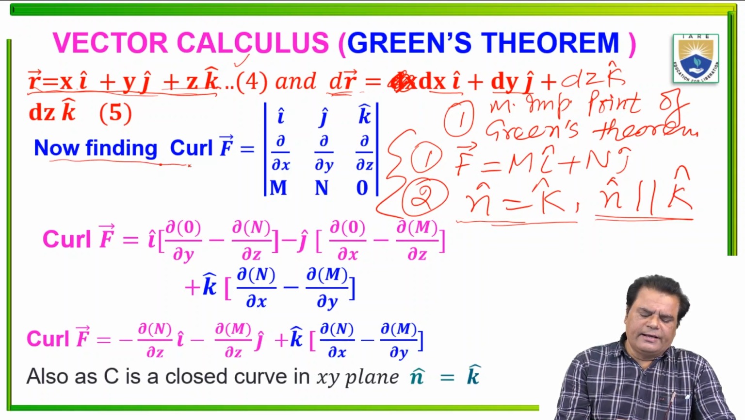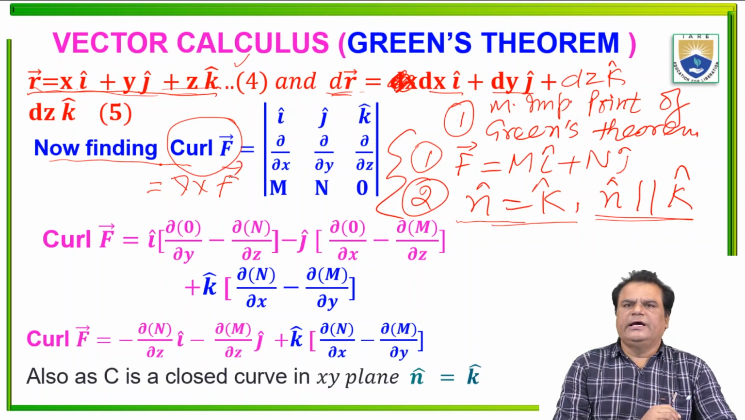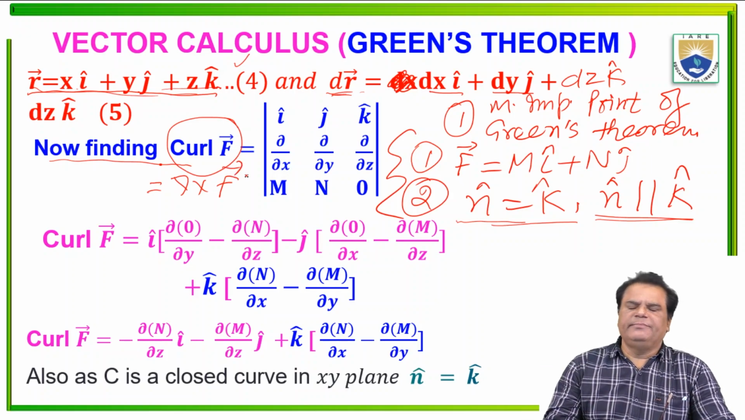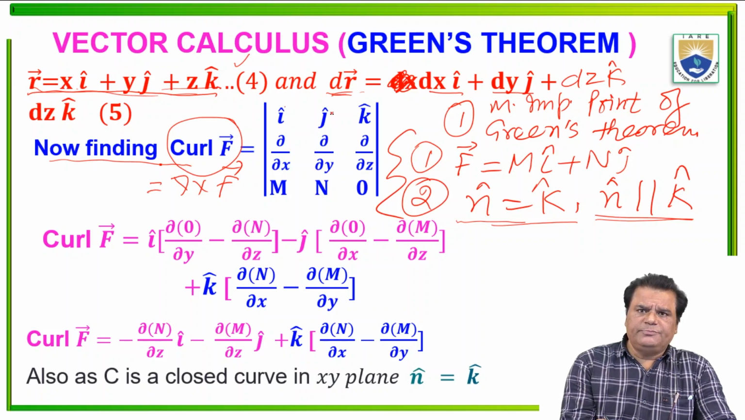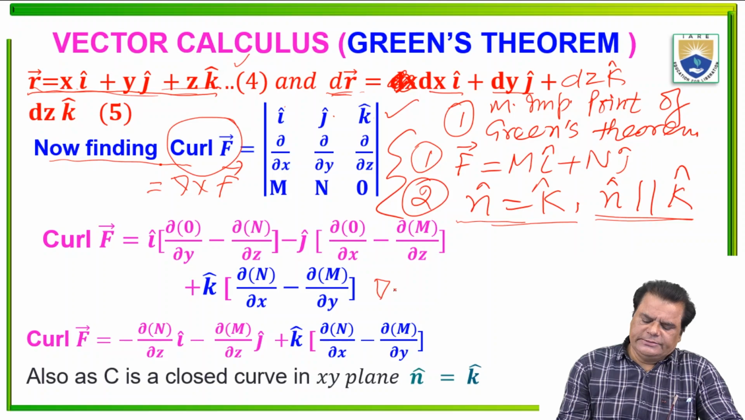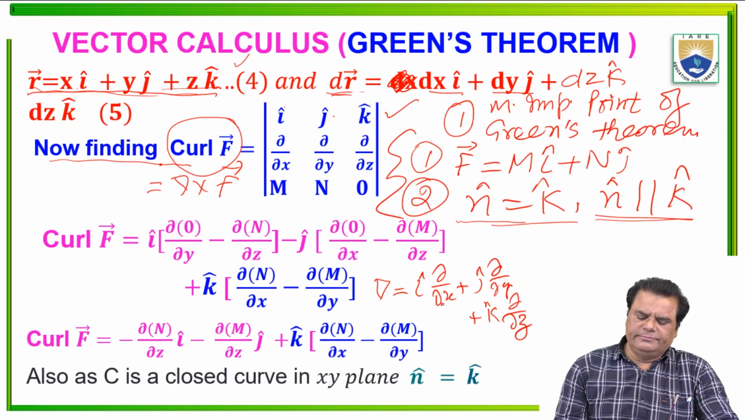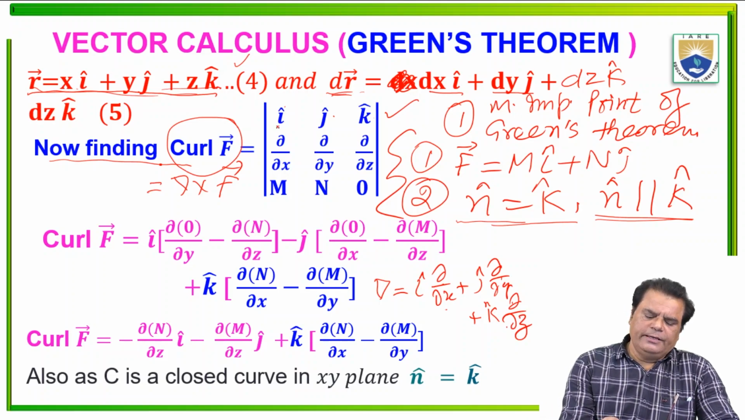So now finding curl F. What is curl F? Curl F is represented by del cross F vector. Del cross F is determined with the help of a determinant. First of all, writing I cap, J cap and K cap in the first row. In the second row, we know del is I dou over dou x plus J dou over dou y plus k dou over dou z. This is the value of del. So the coefficient of I is dou over dou x, coefficient of j is dou over dou y, coefficient of k is dou over dou z. So putting in the second row, dou over dou x, dou over dou y, dou over dou z.